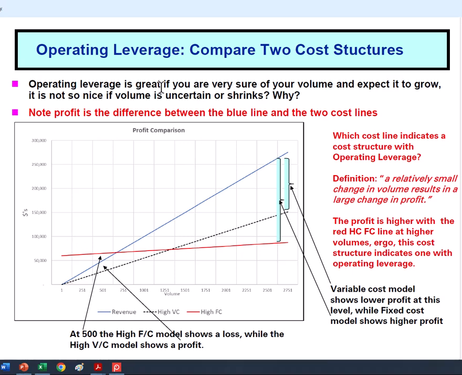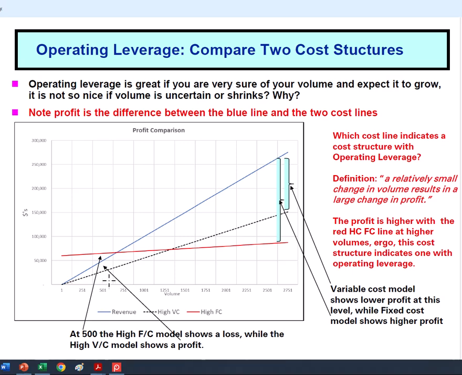Operating leverage, I'm going to repeat this many times because it's the most important thing. It's great if you're very sure your volume is expected to grow. It's not so nice if volume is uncertain and shrinks. Okay, so let's look at this. Profit is the difference between the blue line and the two cost lines. Which cost line indicates a cost structure with operating leverage? Let's remember, a relatively small change in volume results in a large change in profit. The profit is higher with the red fixed cost line as volume increases.